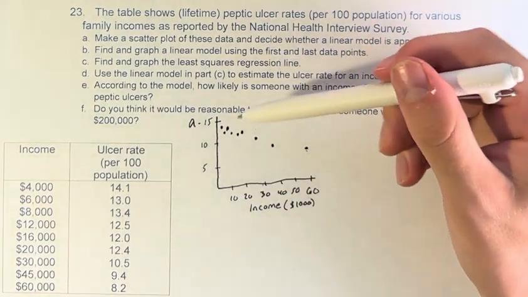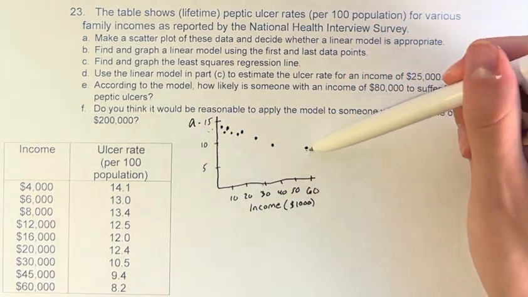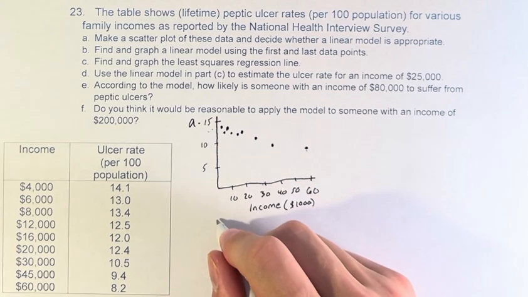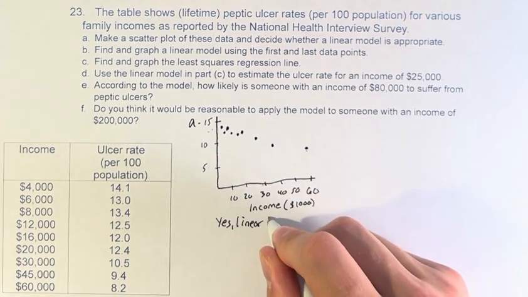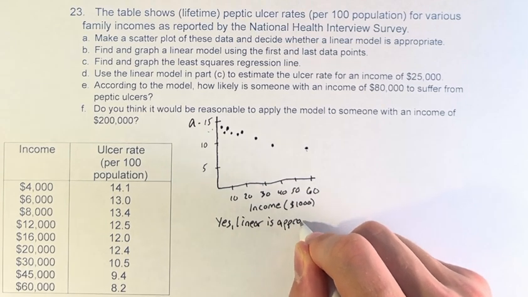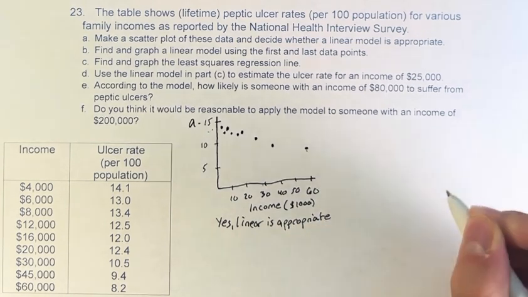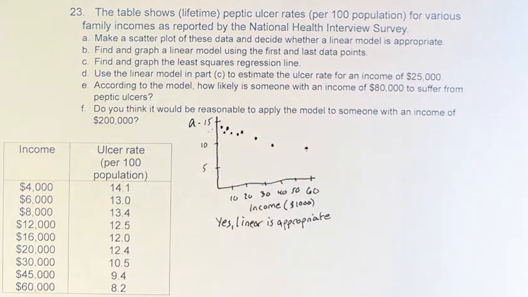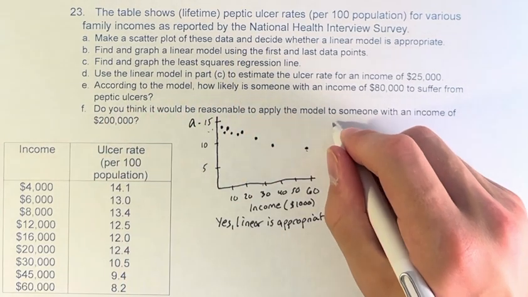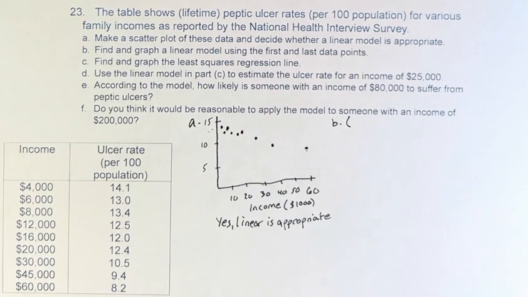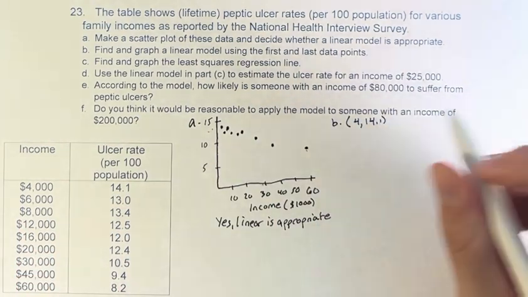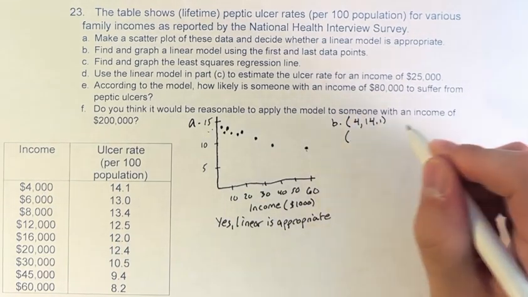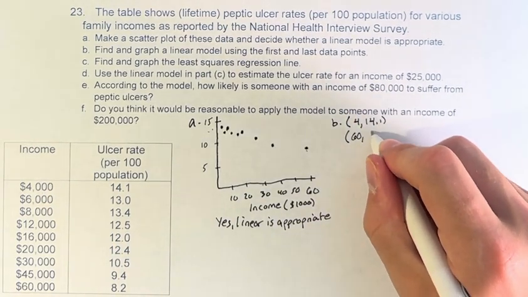And we can say, okay, is the rate of change of this data relatively constant? I would say yes. A linear model is appropriate. B, find and graph a linear model using the first and last data points. So our first data point is 4, 14.1. Remember, we're using this in terms of thousands. And our last point is 60, 8.2.